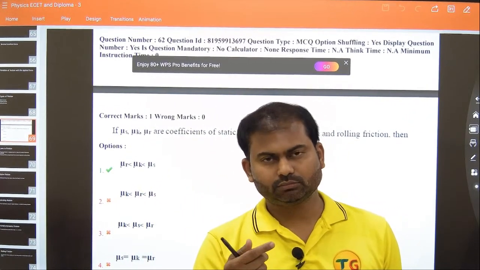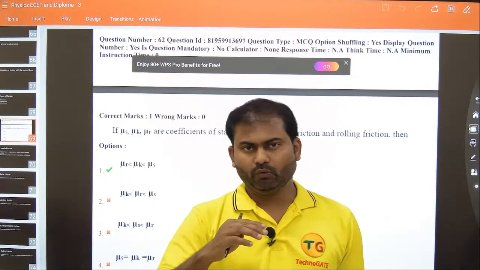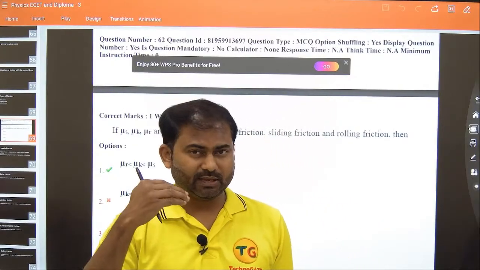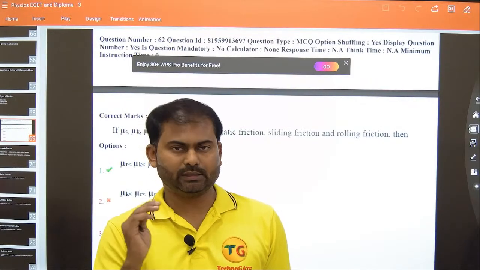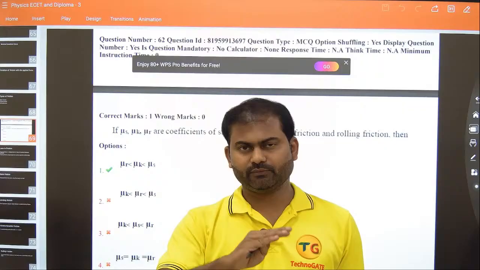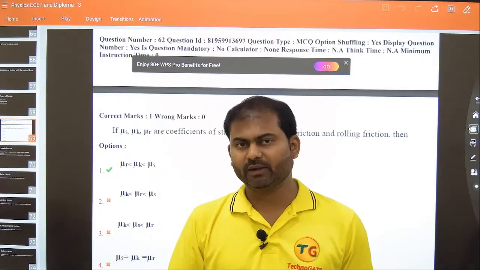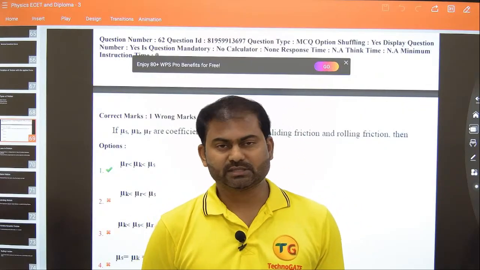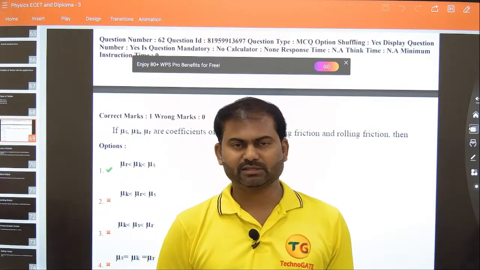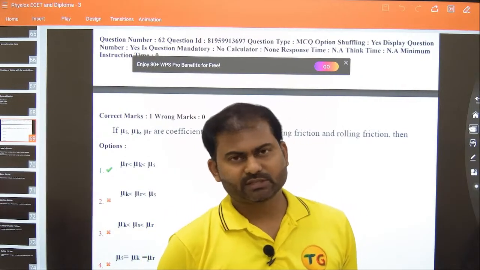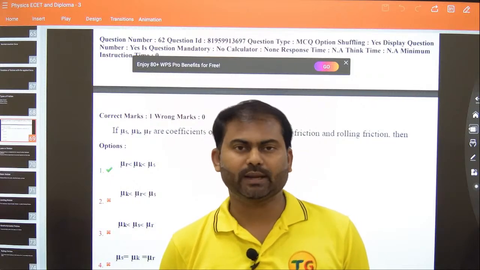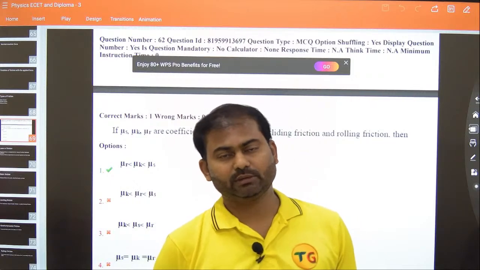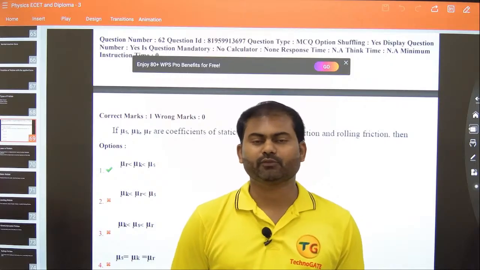So you understood what friction force is, and how friction force varies with the application of any external force. You understood that till the body is at rest, the friction force will be the same as the applied force, and once it starts moving, the friction force will have some constant value, which is nothing but mu k into n, where n is the normal contact force. And we understood normal contact force in depth as well.